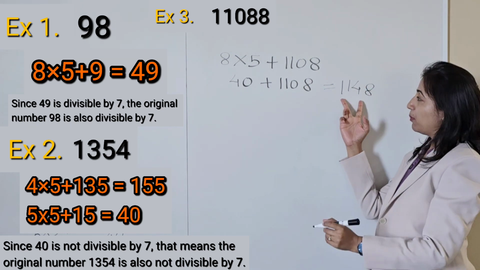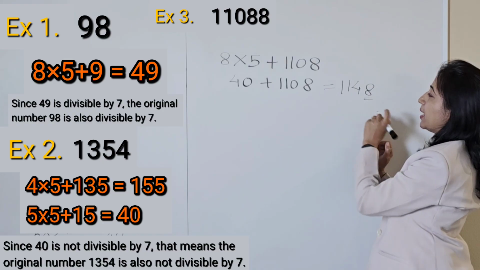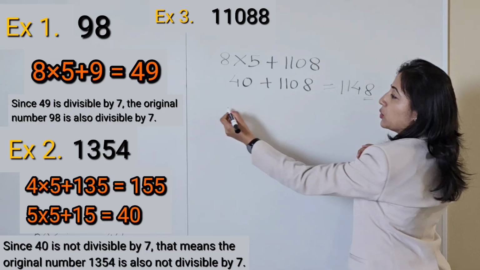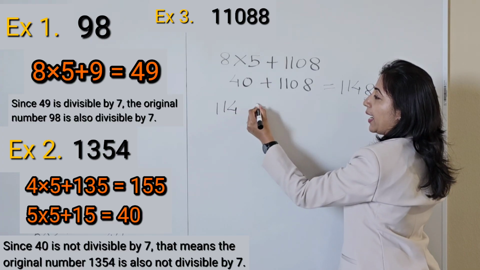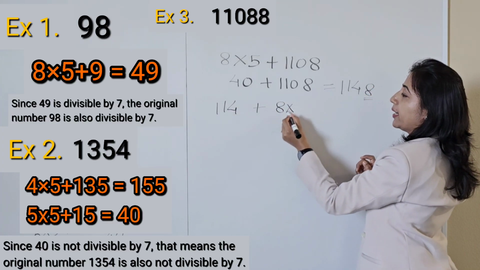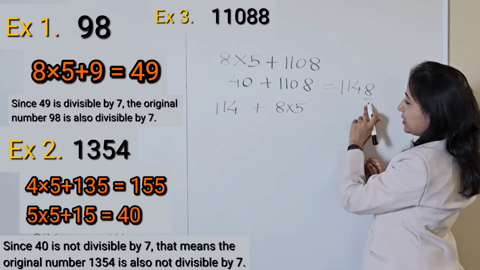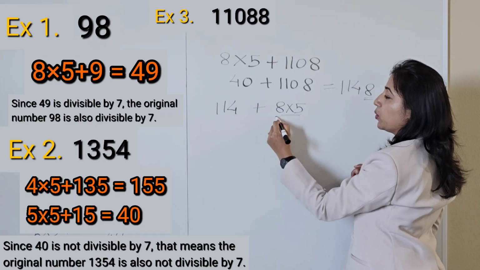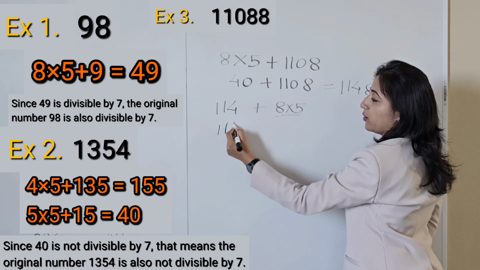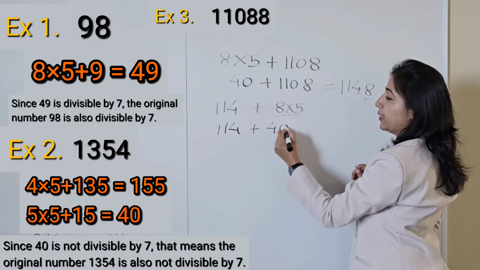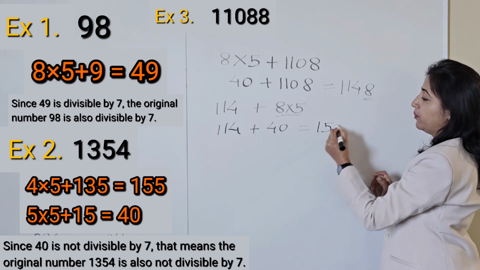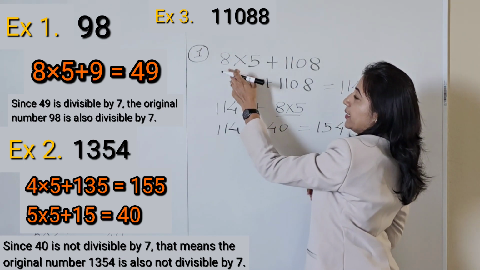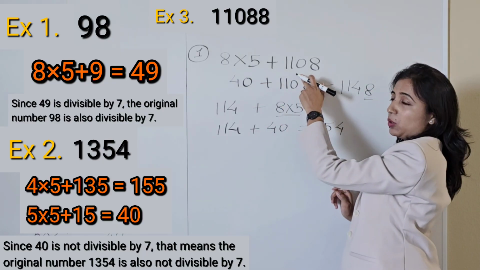But again this number is large, so repeat the process. The last digit in this result is 8 and the remaining part is 114. So the remaining part 114 we have to add to the multiplication of 8 into 5. Now 8 into 5 is 40, so 114 plus 40 becomes 154. So this is our first step: take the last digit, multiply by 5, plus the addition.